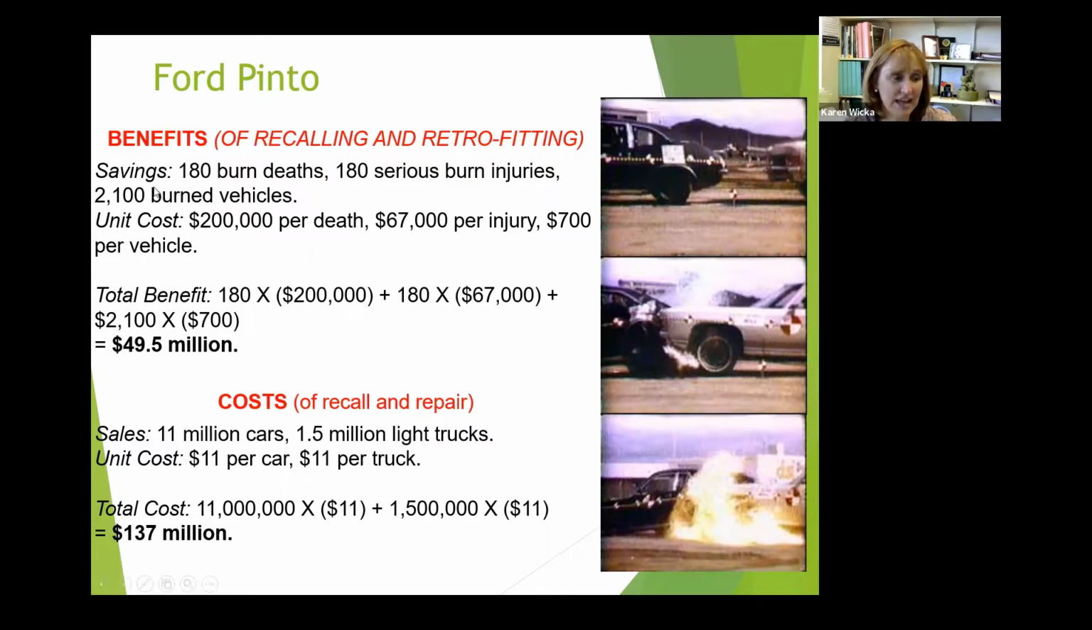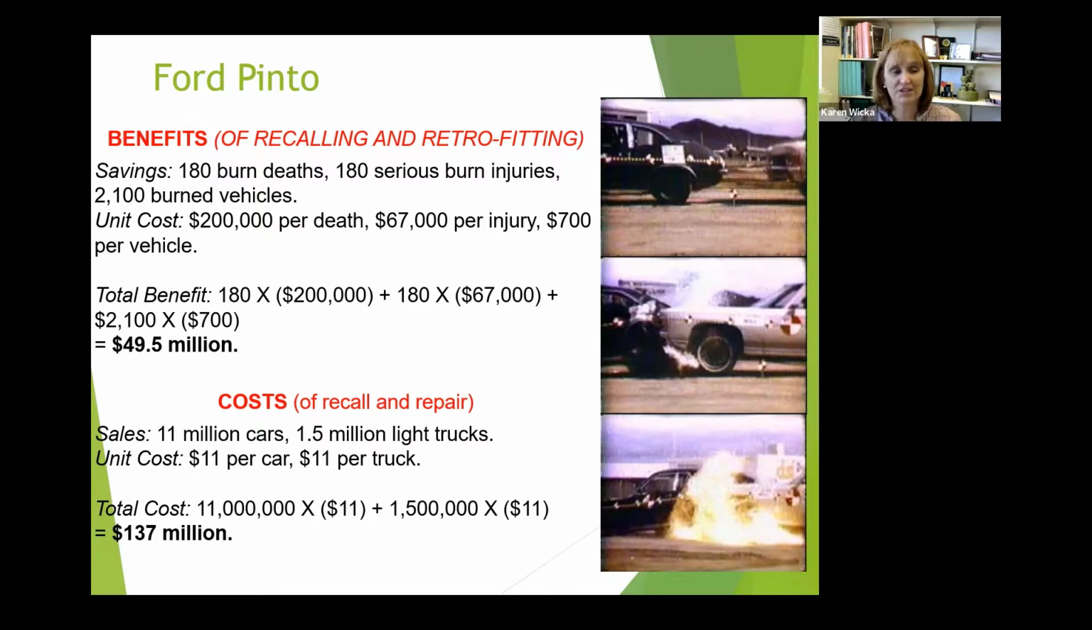They said, if we just pay out for people that are hurt, not everybody's going to get rear-ended, but the ones that do, we'll just pay the people. If you were seriously burned or there was a death, it would cost $200,000 per death, $67,000 per injury, and then you have to pay for the car. If you add those and estimate, it's only going to cost the company about $49.5 million. But if we call all these cars back and replace the gas tank, it's going to cost us $139 million.